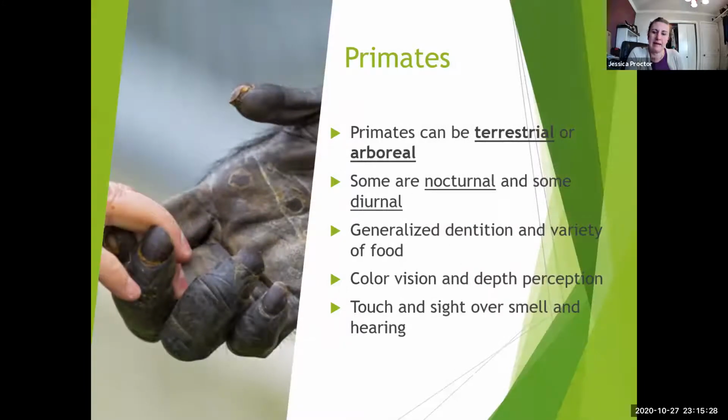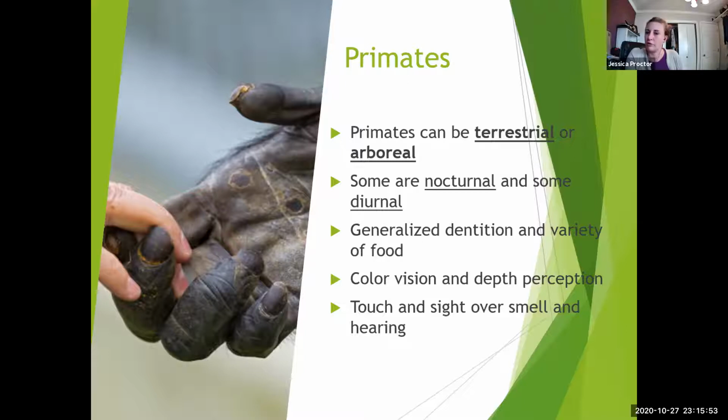All right, so primates can be terrestrial or arboreal, and most of them are actually a combination of both. The term terrestrial means mainly ground dwelling. So if we say that a primate is predominantly terrestrial, we mean that that primate spends the vast majority of his or her time on the ground. And if we say that a primate is predominantly arboreal, it's the opposite. It means that that primate spends most of his or her time active in the trees.